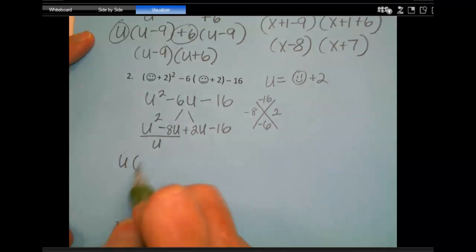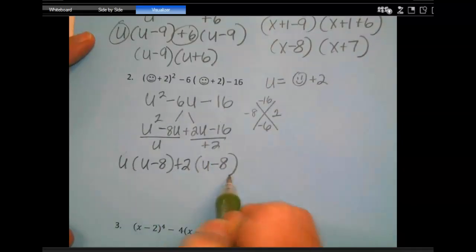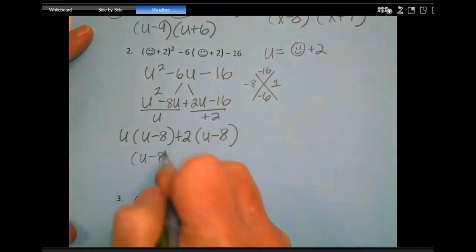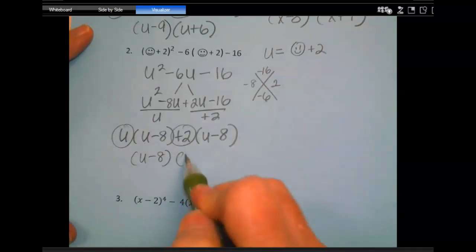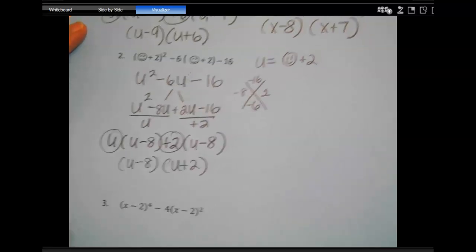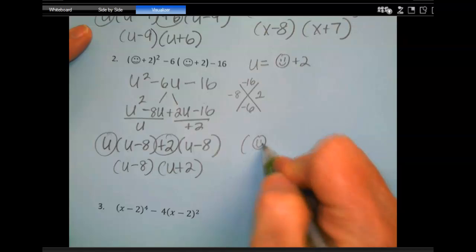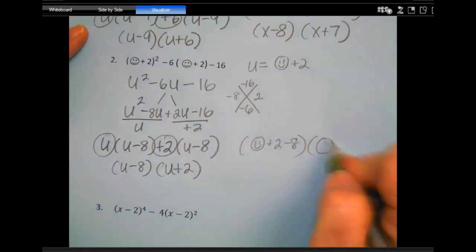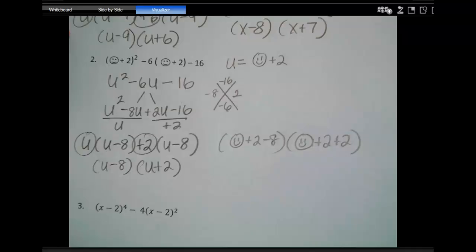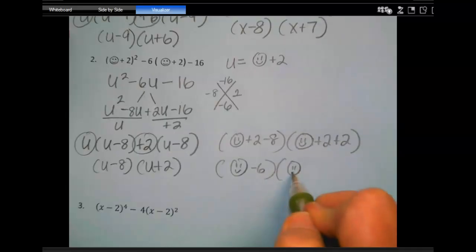So then I get u here. So the u minus 8 matches. And the u plus 2. And we let the u equal the smiley face plus 2. So I'm going to have smiley face plus 2 minus 8, and smiley face plus 2 plus 2. And so my answer is the smiley face minus 6 and the smiley face plus 4.